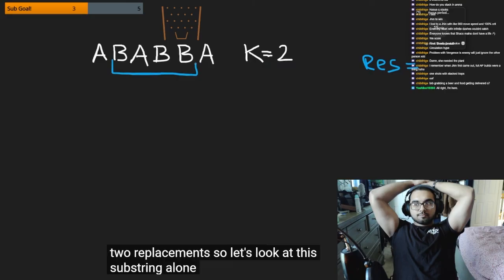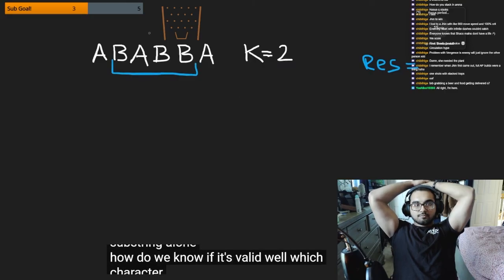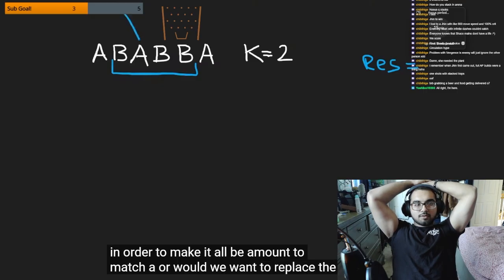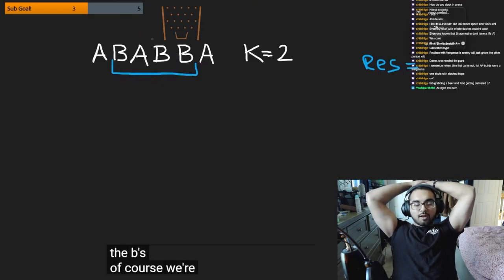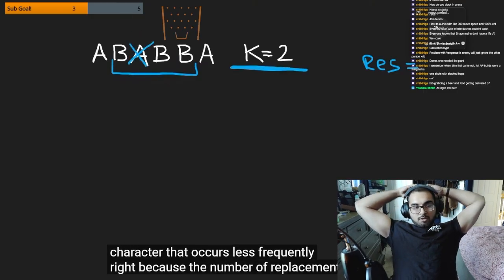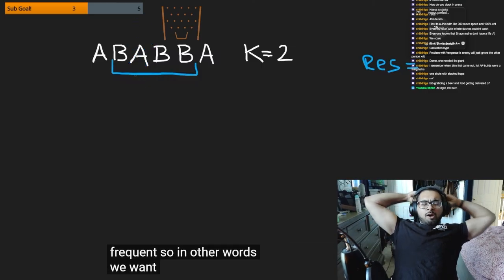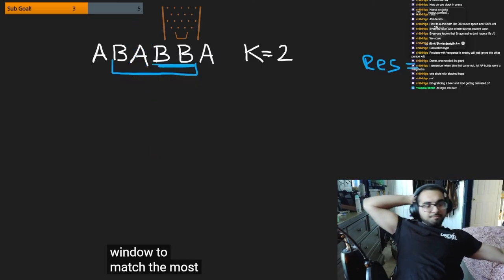So let's look at this substring alone. How do we know if it's valid? Well, which character are we going to replace? Are we going to want to replace the B's in order to make it all match A, or would we want to replace the A in order to match it with the rest of the B's? Of course, we're going to replace the character that occurs less frequently, right? Because the number of replacements we have is limited, so we would want to replace the characters that are less frequent. So in other words, we want all characters in a particular window to match the most common character in that window.